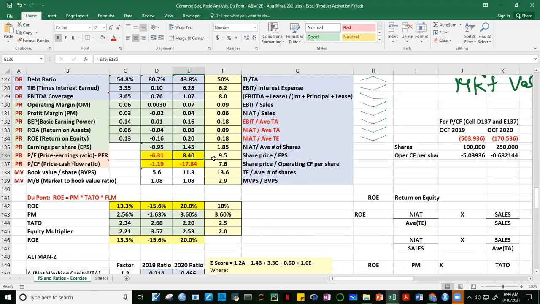Tumaas yung value nito. Ibig sabihin, we have to spend 8.4 to buy a stock that will give us an earning of 1 peso per share. So 8.40 ang price ng bawat share of stock. Ang makukuha natin, 1 peso earnings per share. So nakikita natin, guys, the higher the PER ratio is, the more expensive it is.